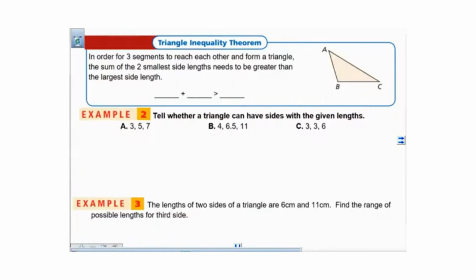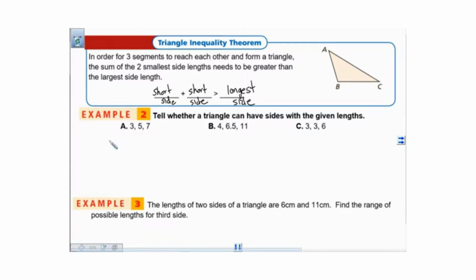Then we have the triangle inequality theorem, which says that any two sides added together have to be greater than the third side. What you really have to check is the two short sides have to add and be greater than the longest side. So on the next couple problems, make sure that you are adding your smallest numbers together and check and see that it is greater than the largest number. If it is, you have a triangle.